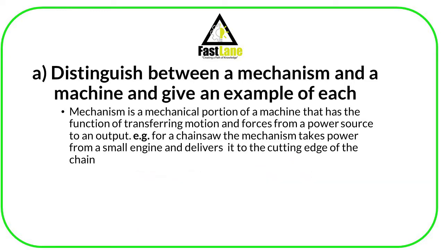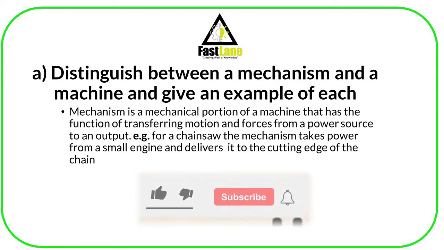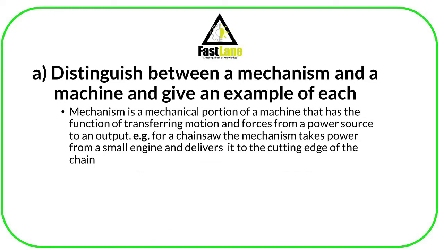Hope I'm clear. A system of parts that are working together in a machine is what we call a mechanism. For example, take a chainsaw. The mechanism takes power from a small engine and delivers it to the cutting edge of the chain. The gears and gear trains, the belts and chain drives, the cams and followers, and the linkages are all examples of what we call a mechanism.